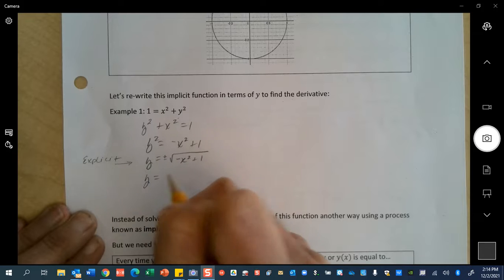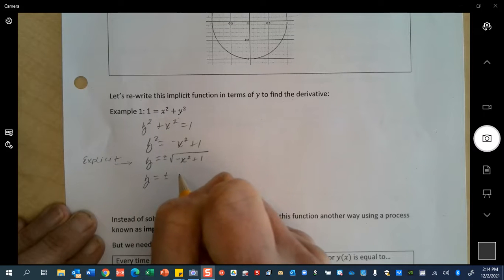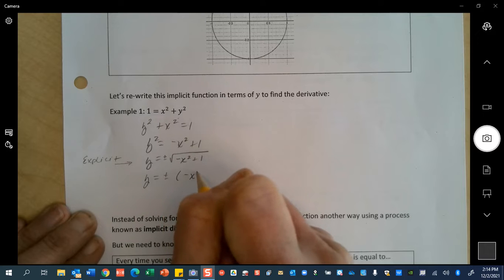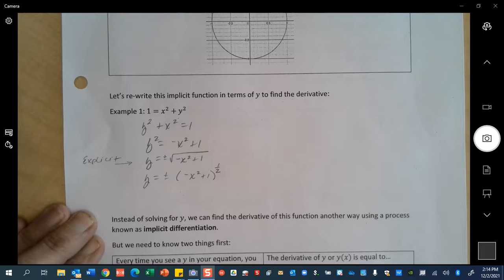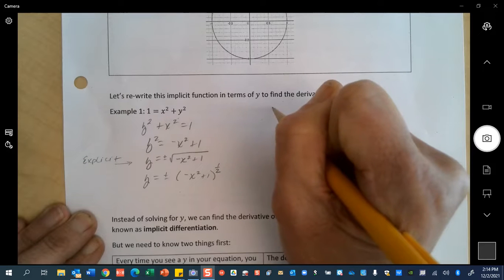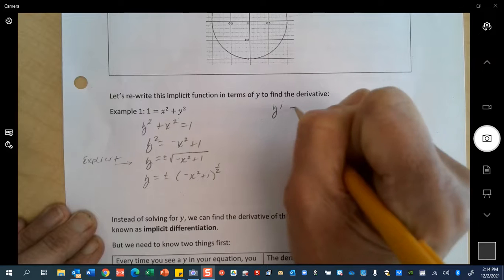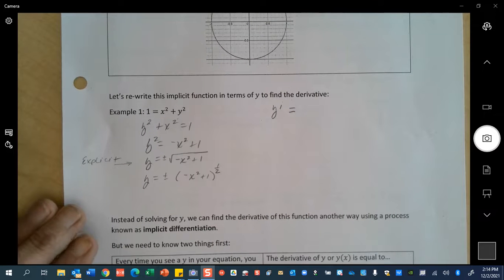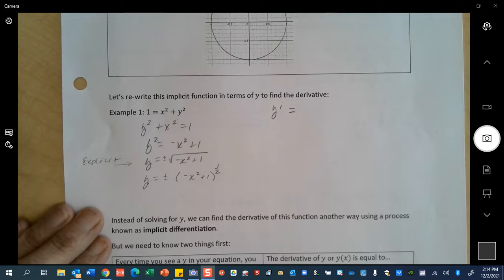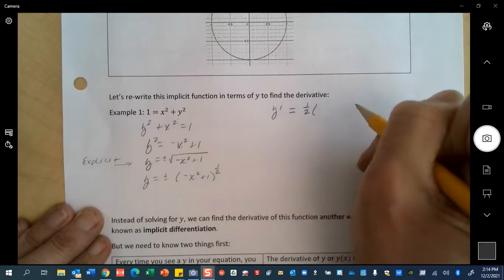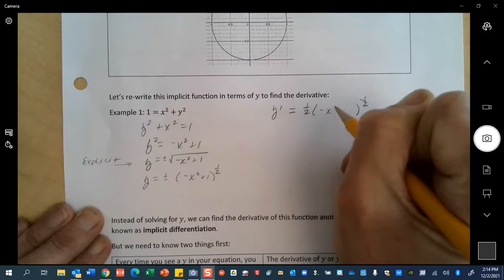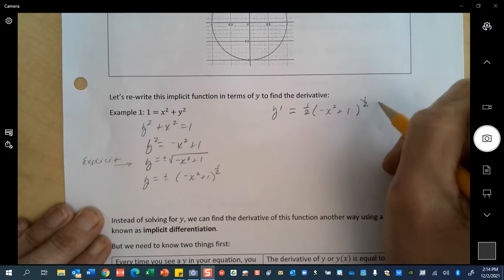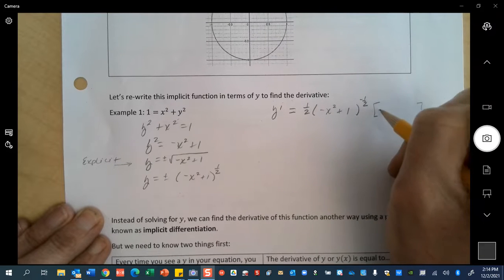And then when I want to find the derivative, I can go ahead and rewrite this as the opposite of x squared plus 1 all to the 1/2 power. And then if I want to find my derivative, I can go ahead and apply my chain rule. See my outside function to the 1/2 power? The opposite of x squared plus 1 times the derivative of what's inside.